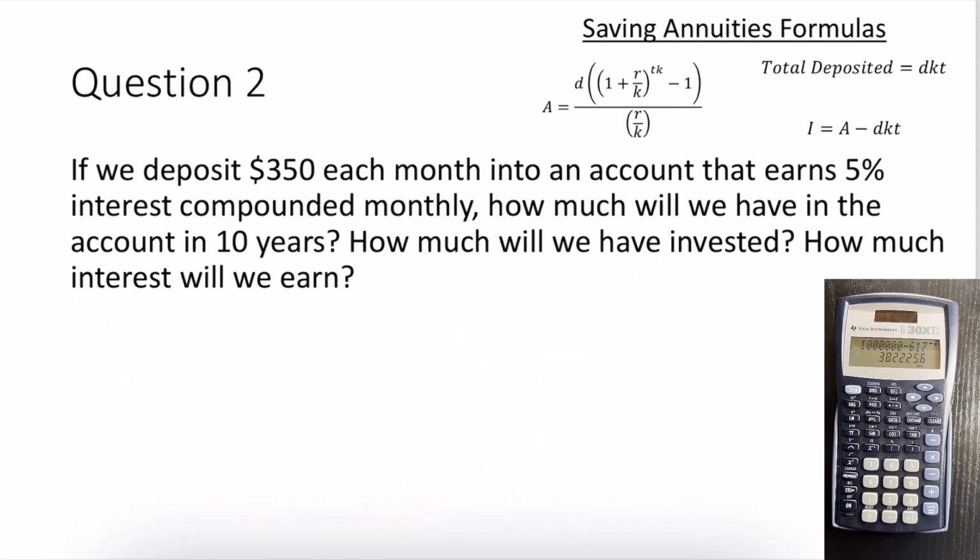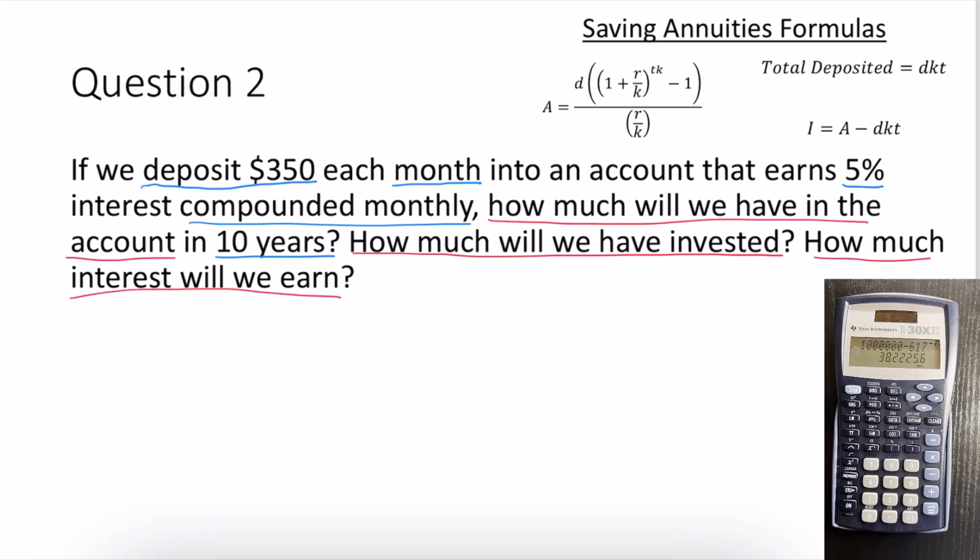On question 2, it says, if we deposit $350 each month into an account that earns 5% interest compounded monthly, how much will we have in the account in 10 years? So the information we know is that we're depositing $350 each month. The account earns 5% interest, compounded monthly, and we're asked how much will we have in the account in 10 years. So that's one of the things we're looking for, as well as how much will we have invested and how much interest will we earn.